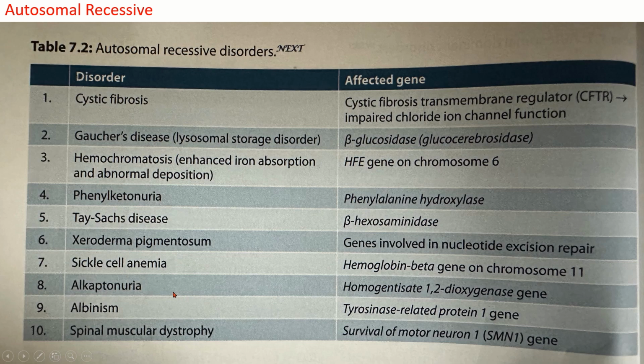So these are a few disorders with autosomal recessive pattern: cystic fibrosis, Gaucher's disease, hemochromatosis, phenylketonuria, Tay-Sachs disease, xeroderma pigmentosum, sickle cell anemia, alkaptonuria, albinism, spinal muscular dystrophy.